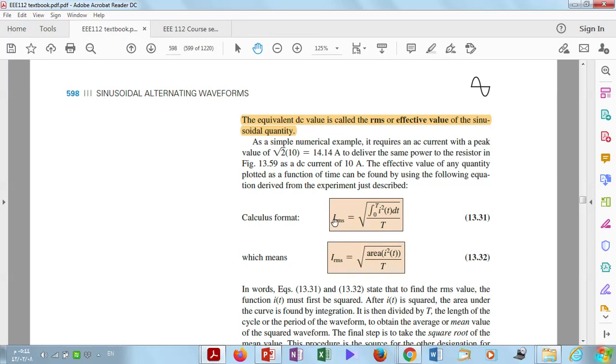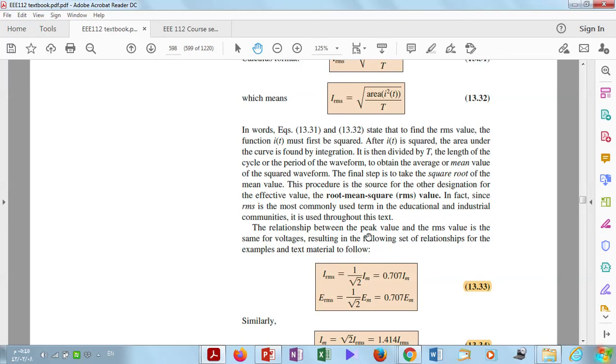From its name, RMS, root mean square. We have root, we have mean, which means average, and we have square. We need to square the waveform, any waveform.